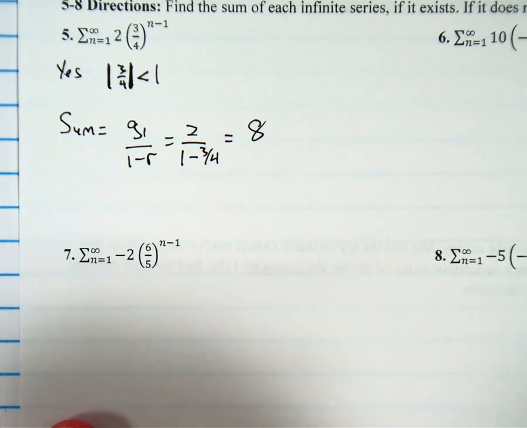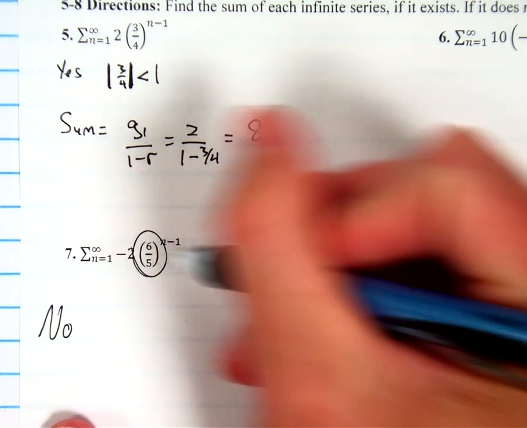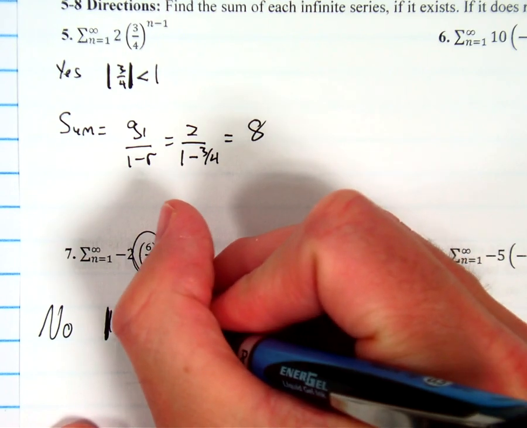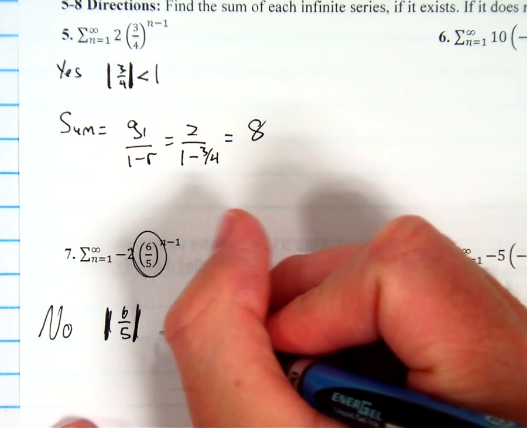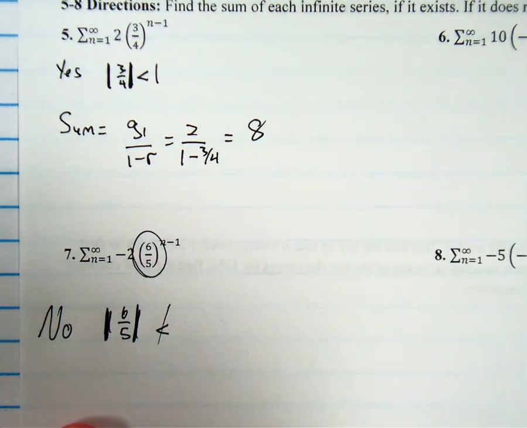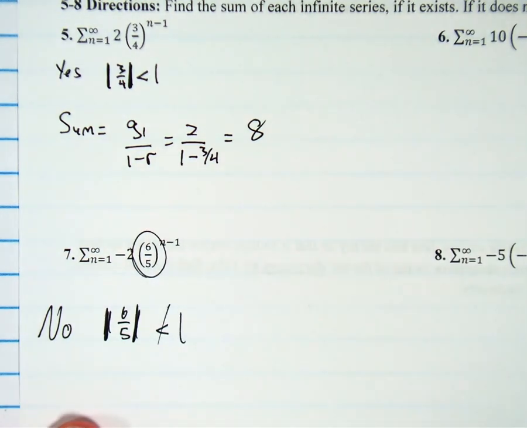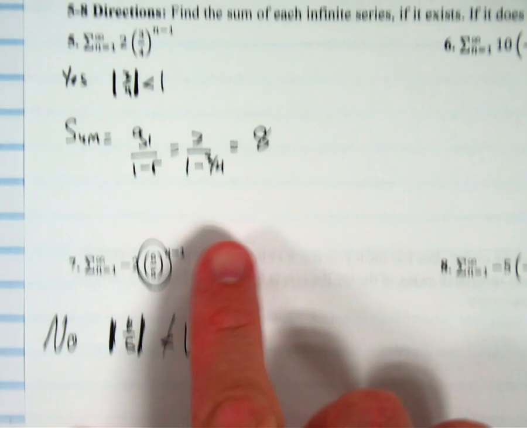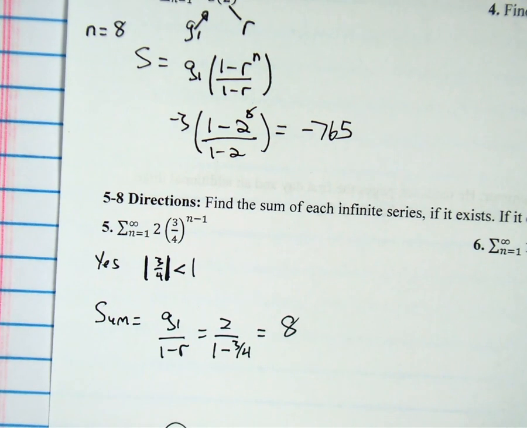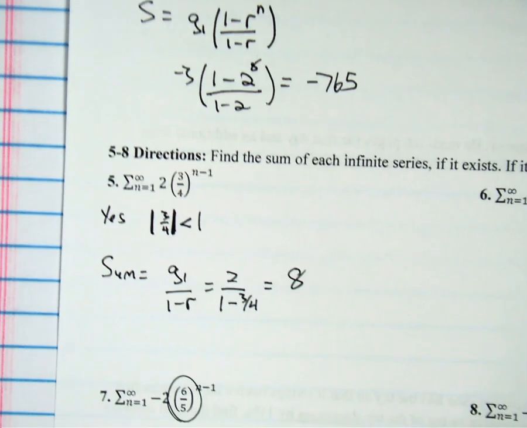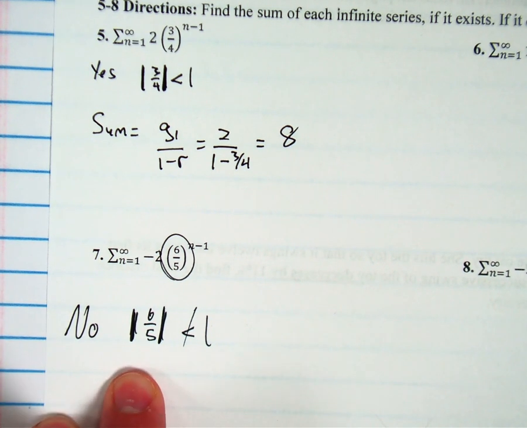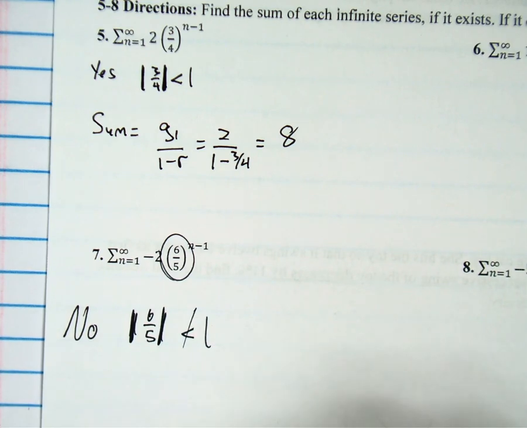Number 7 is not going to be possible because our r value, the absolute value of 6/5, is not less than 1. It's too big, so it's going to keep growing. When r is less than 1, our term numbers keep getting smaller every time until eventually they get to be basically 0. But with 6/5, when the r value is bigger than 1, they're going to keep growing, and your total, your sum, is going to keep growing infinitely.